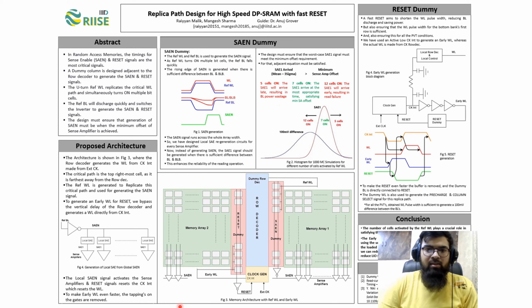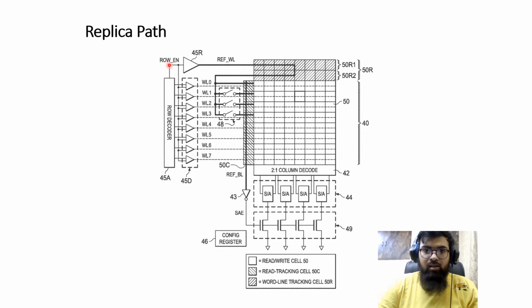In random access memories, the sense enable and the reset signals are the most critical because we need to replicate the worst case of the memory array for the reading operation and writing operation. Now let us talk about the working of the replica path.